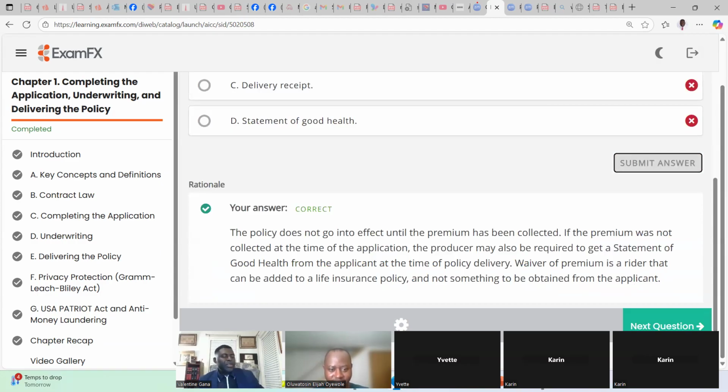Yvette, you want to read the explanation? The policy does not go into effect until the premium has been collected. If the premium was not collected at the time of the application, the producer may also be required to get a statement of good health from the applicant at the time of policy delivery. Waiver of premium is a rider that can be added to a life insurance policy and not something to be obtained from the applicant. Okay. Very true.